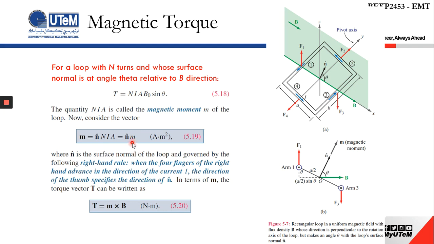So by replacing m and the direction n, we replace it with a vector, a capital bold M. So we can represent the torque in the form of a vector as torque equals M cross B. So this is the vector form, this is the magnitude form or scalar form.